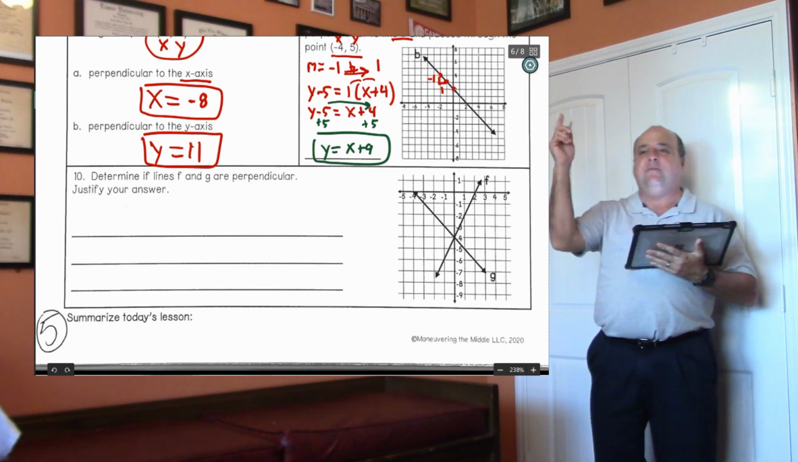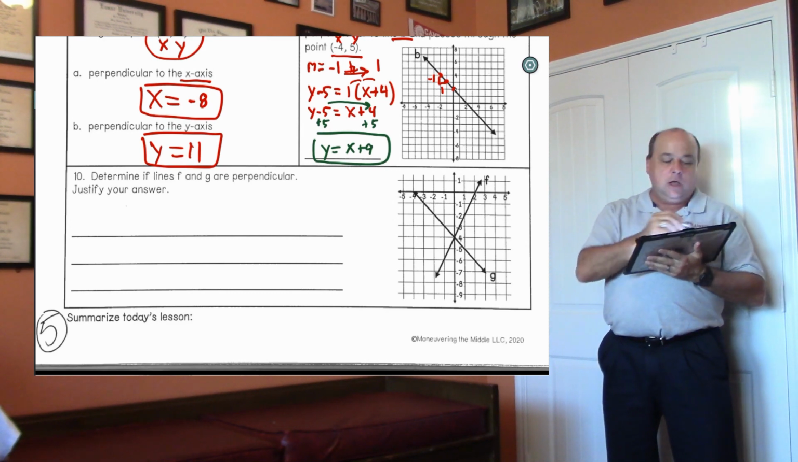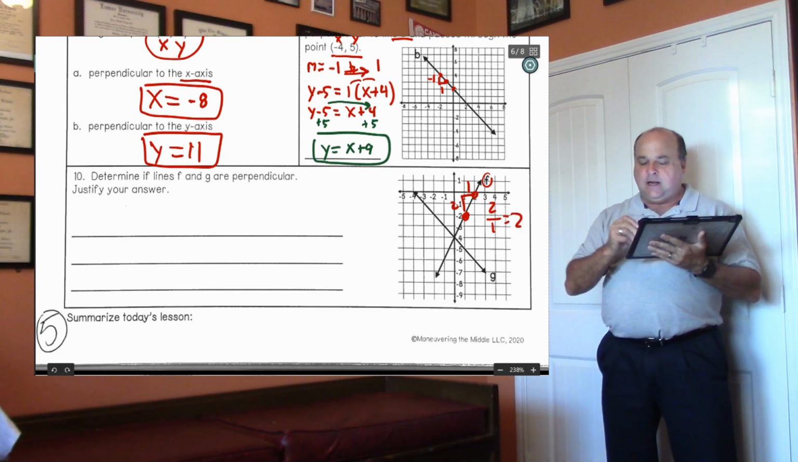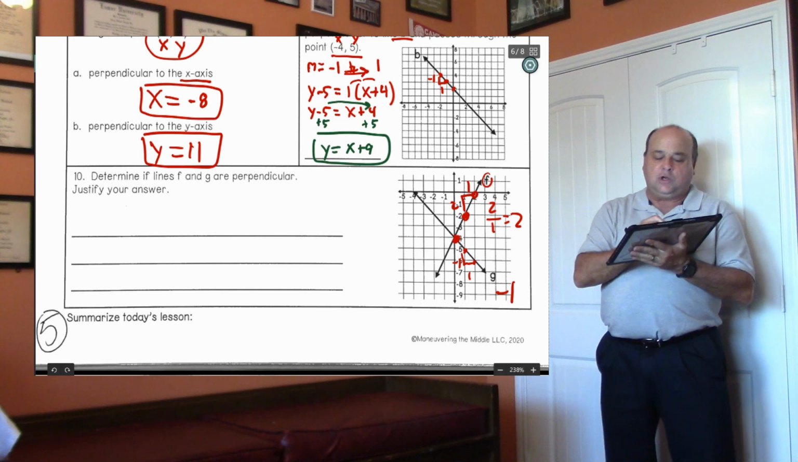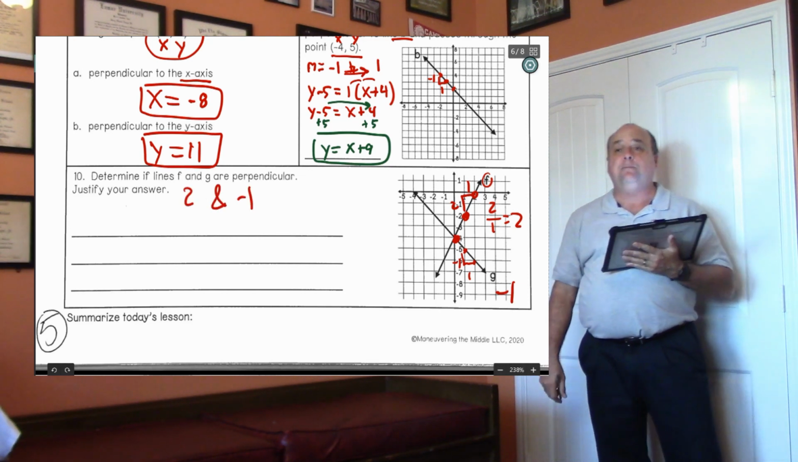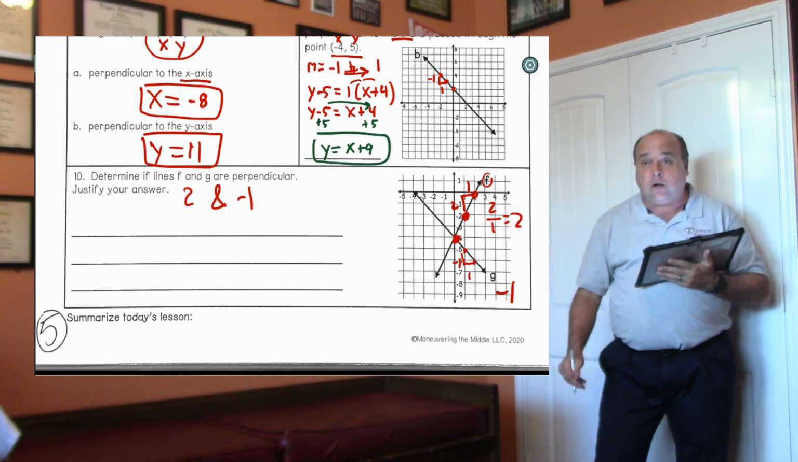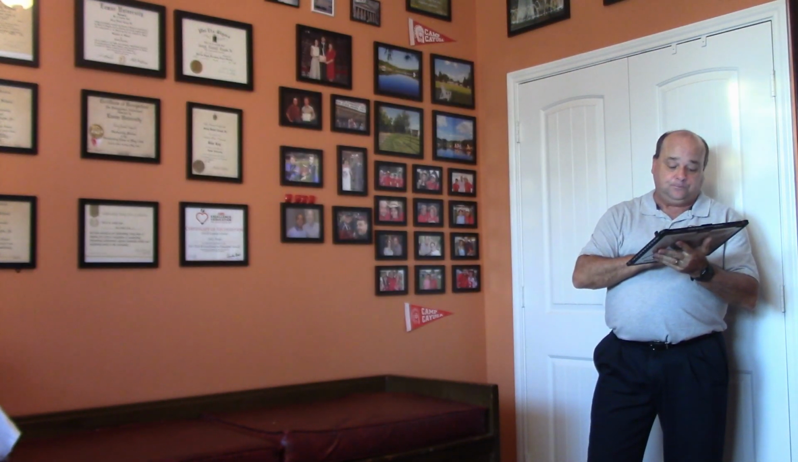And now the last one, we've got to figure out if these two lines are perpendicular. So we need to get the slopes and then see if they're opposite reciprocals. So let's get the slopes. Let's do line F first. Line F goes through here and here, so the slope is going to be 2 over 1, right? Or 2. Now let's get line G. Line G goes through here and here and here, so its slope is negative 1 over 1 or negative 1. So our slopes are 2 and negative 1. They're opposite, but are they reciprocals? They are not. So you're going to write down the two lines are not perpendicular because the slopes are not opposite reciprocals. And you can do that on your own.